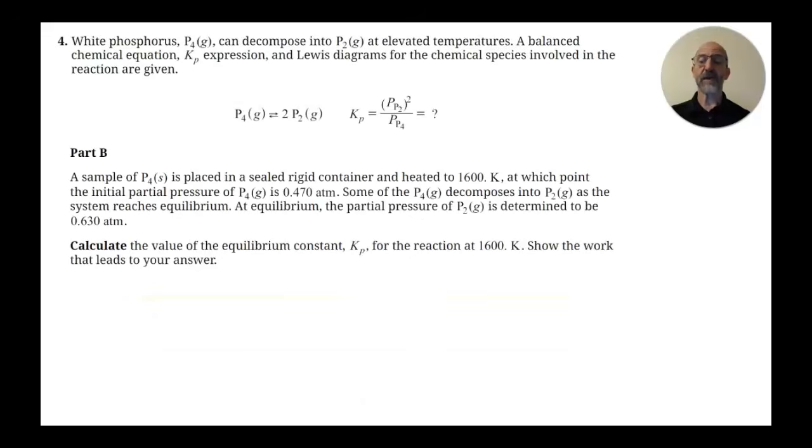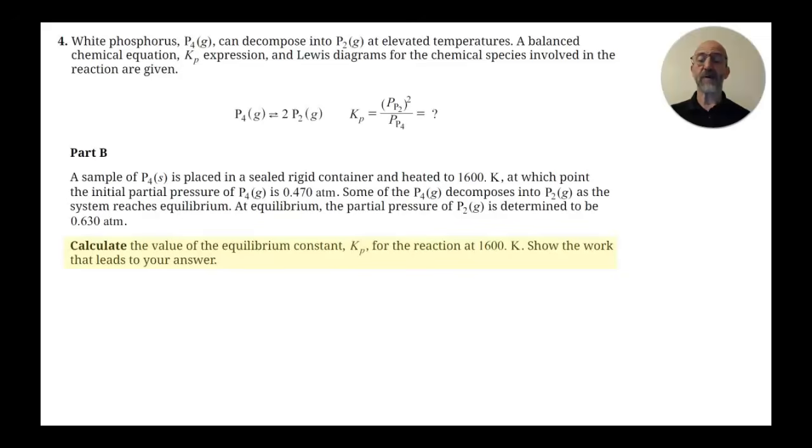And so in part B, a sample of P4 solid is placed in a sealed rigid container and heated to 1600 Kelvin, at which point the initial partial pressure of P4 gas is 0.470 atmospheres. Some of the P4 gas decomposes into P2 as the system reaches equilibrium. At equilibrium, the partial pressure of P2 is determined to be 0.630 atmospheres. And so the question is, calculate the value of the equilibrium constant, Kp, for the reaction at 1600 Kelvin.